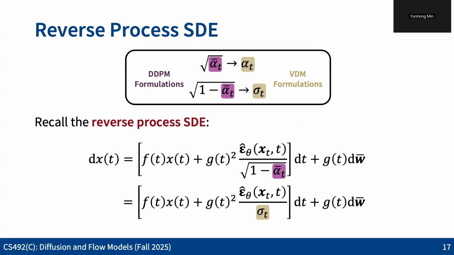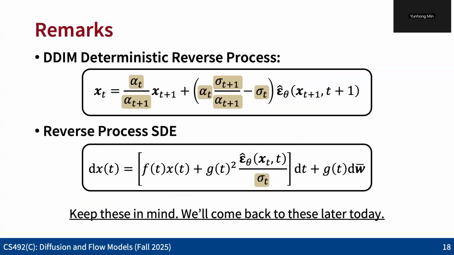Okay, so those are some remarks. Please keep these formulations in mind. We're going to get back to them. This is nothing but the same DDIM sampling and the same reverse process SDE, written with the variables we have used to define the general form of the diffusion probability models. So we are going to keep using the alpha and sigma functions here. Okay, it is clear. So please keep this in mind.